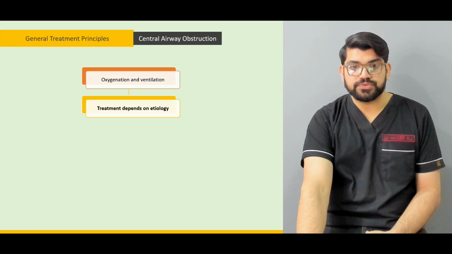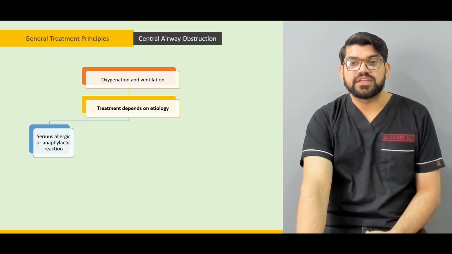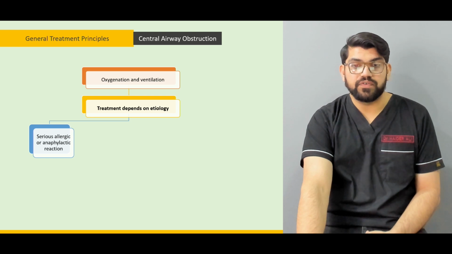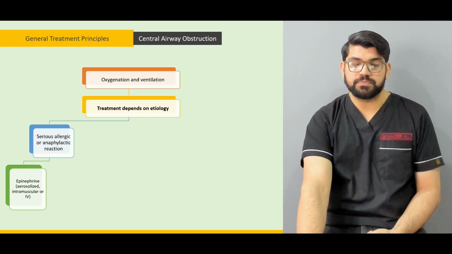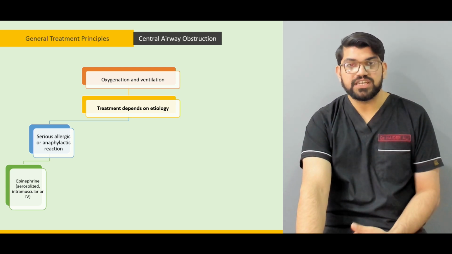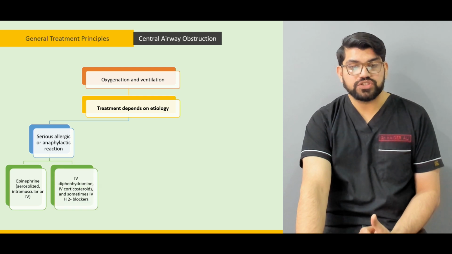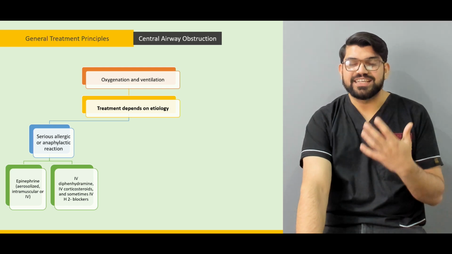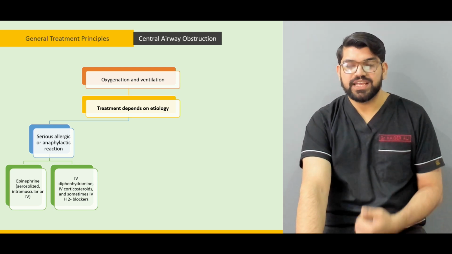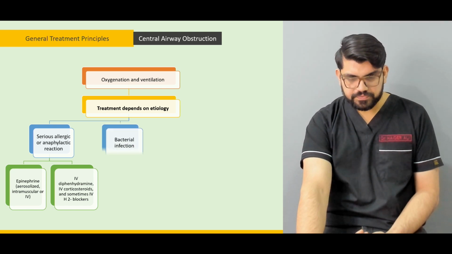So, central airway obstruction. Treatment depends on oxygen and ventilation, followed by treatment depending on etiology. In allergic and anaphylactic reactions, epinephrine is the drug of choice because of vasoconstriction. Also, you can give diphenhydramine and corticosteroids. This helps to decrease the histamine release and helps to relieve the symptoms.